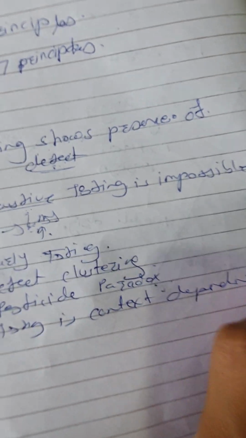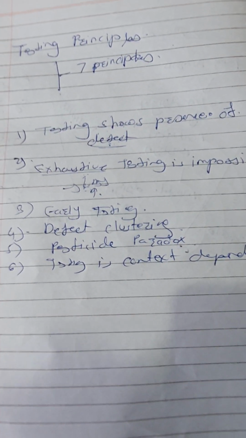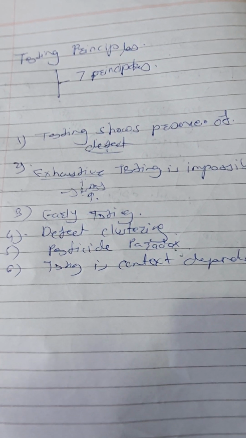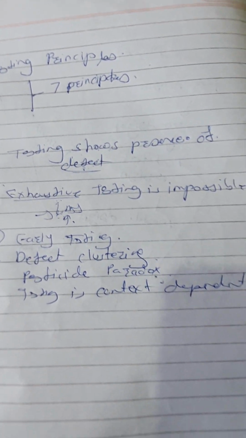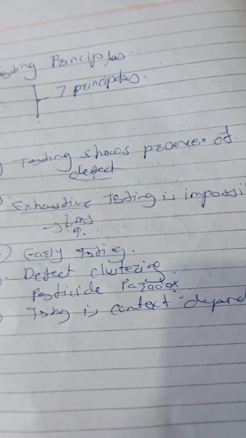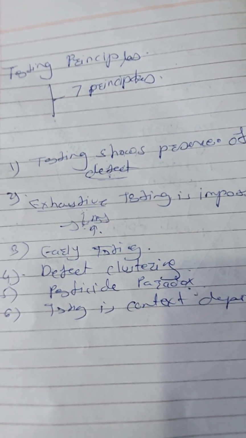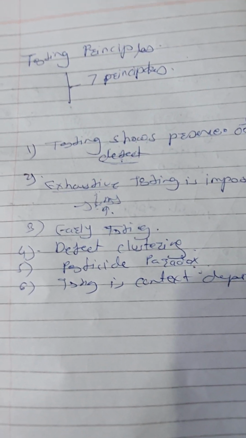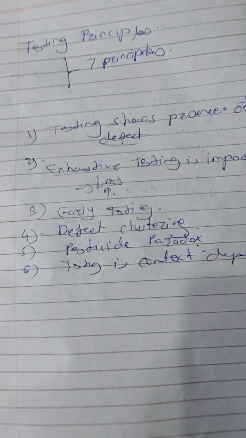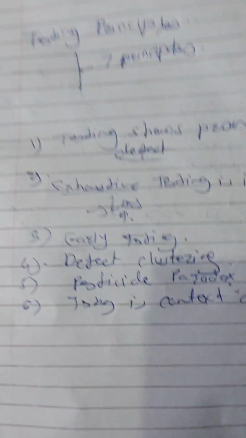Sixth principle is testing is context dependent. Context dependent means testing depends on environment. Suppose testing is done differently in different contexts, means testing is performed differently for different environments. Suppose if you want to perform testing on an e-commerce website, then this environment is totally different. If you want to perform testing manually, then such an environment is completely different.